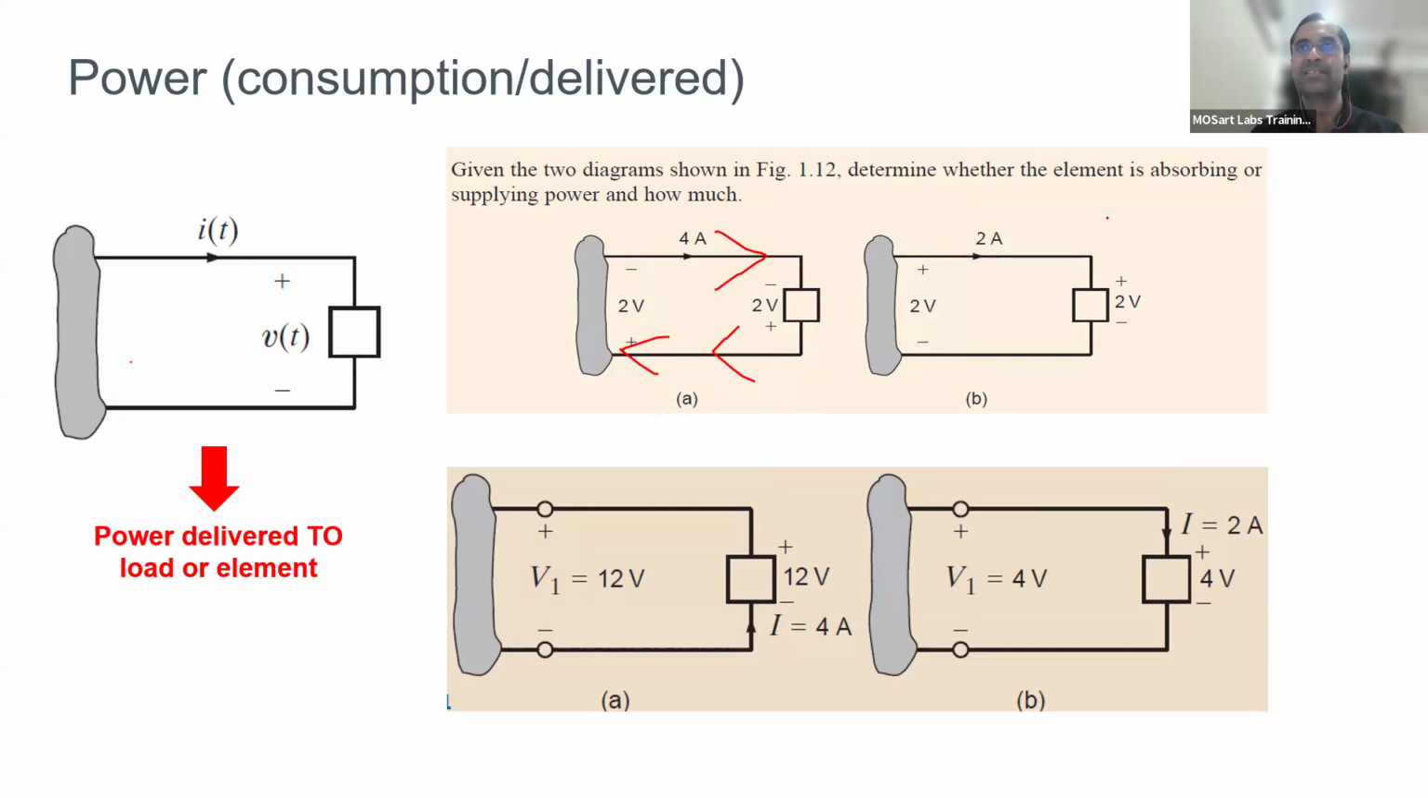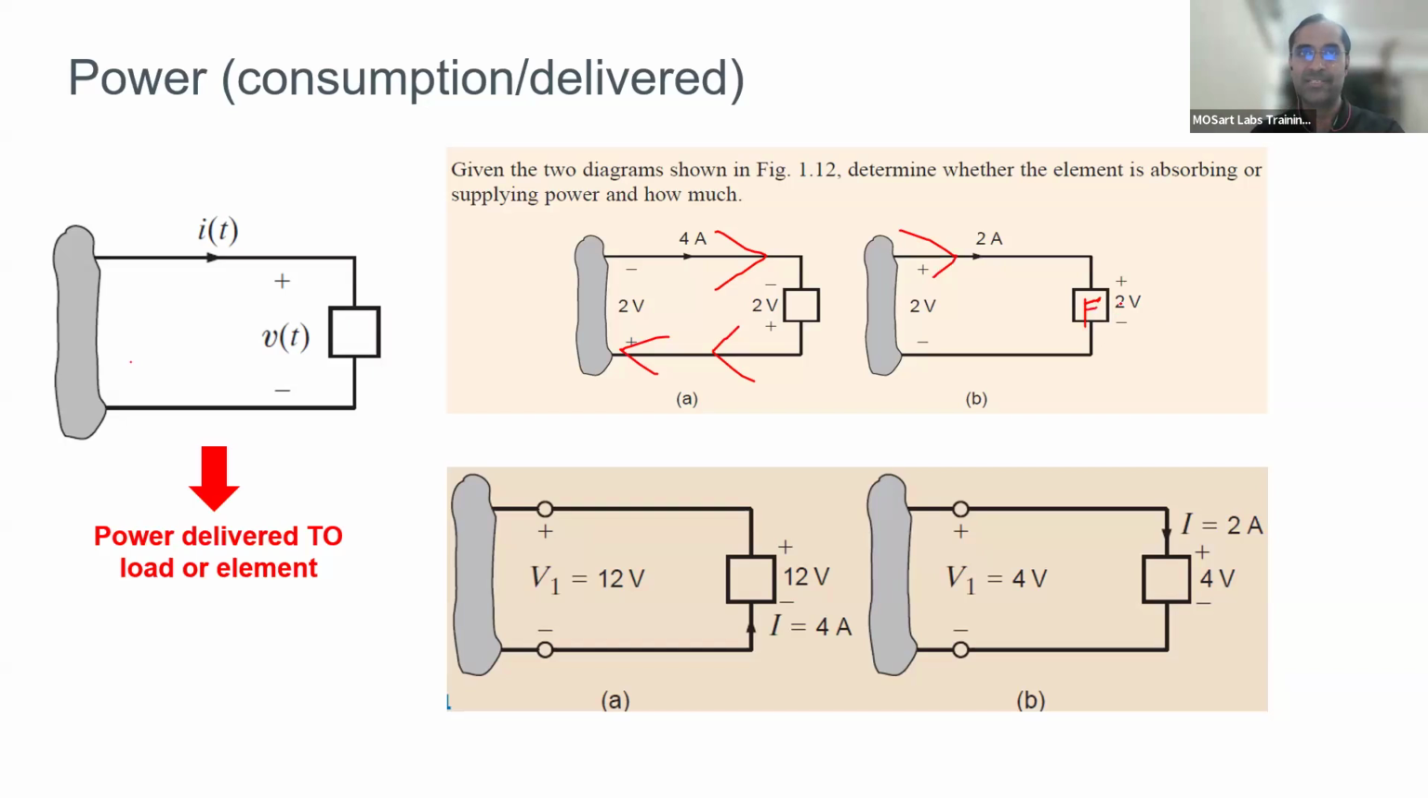Now B, the second one. Tell me which is the good battery, which is the bad battery, which is supplying, which is absorbing. Circuit is supplying, element is absorbing. Very good. Circuit is supplying because the positive terminal is now charging. So the good battery is the circuit, that is supplying, and your bad battery is your element.